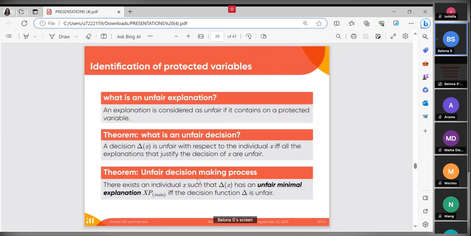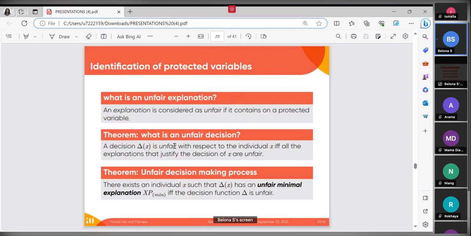Now, what is an unfair explanation? What can I say when I see an explanation? How can I qualify an explanation as unfair? An explanation is considered unfair if it contains a protected variable. Let's say in my explanation, you see something like you are accepted because you are a female. Just because I see you're accepted because you are a female means that this explanation is unfair because female gender is a protected variable.